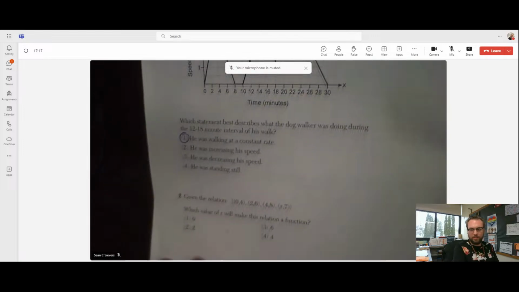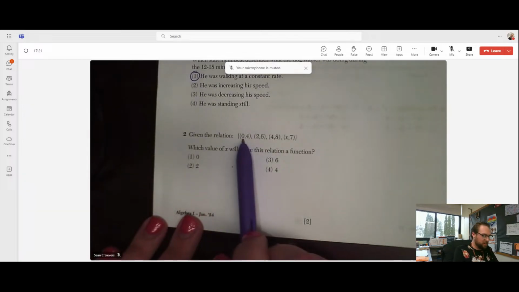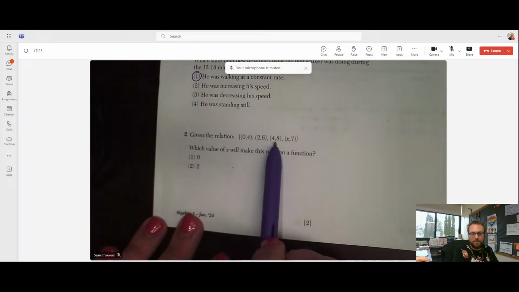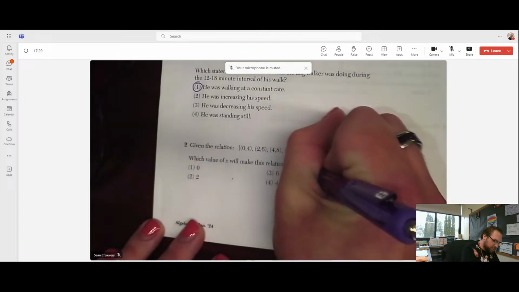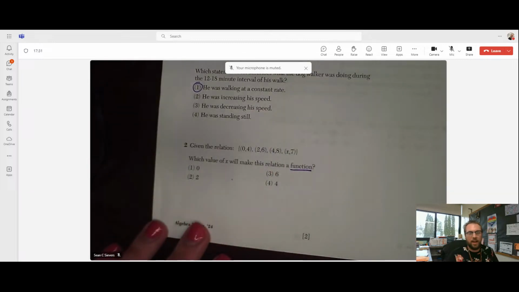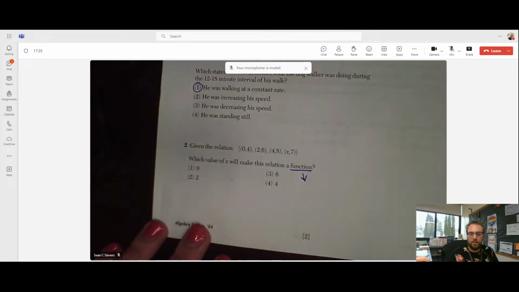Okay, number 2. Given the relation (0, 4), (2, 6), (4, 8), and (x, 7), which value of x will make this relation a function? Okay, I want you guys to drop in the chat, what does it mean, or how can I tell if a set of points is a function? What's the rule?